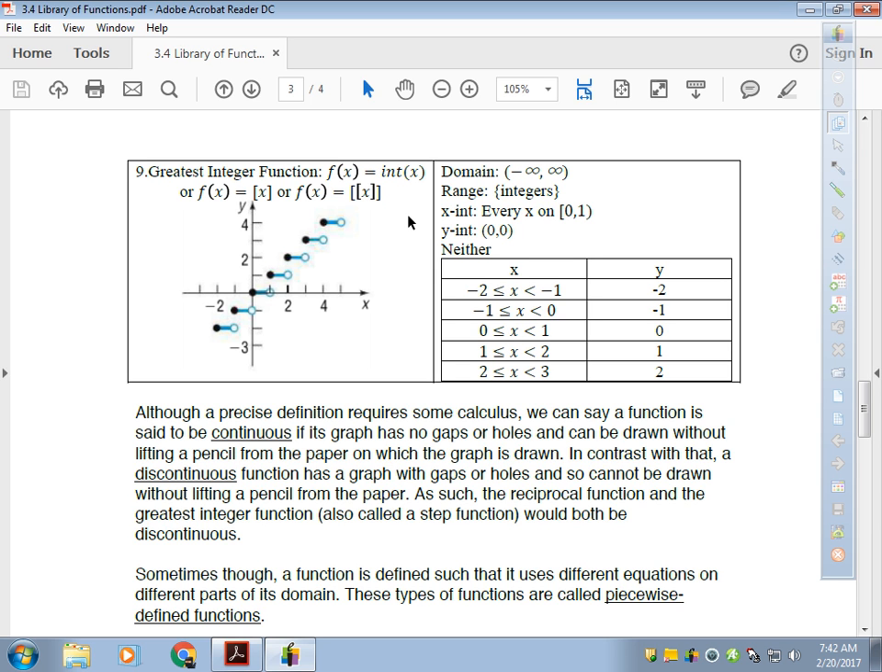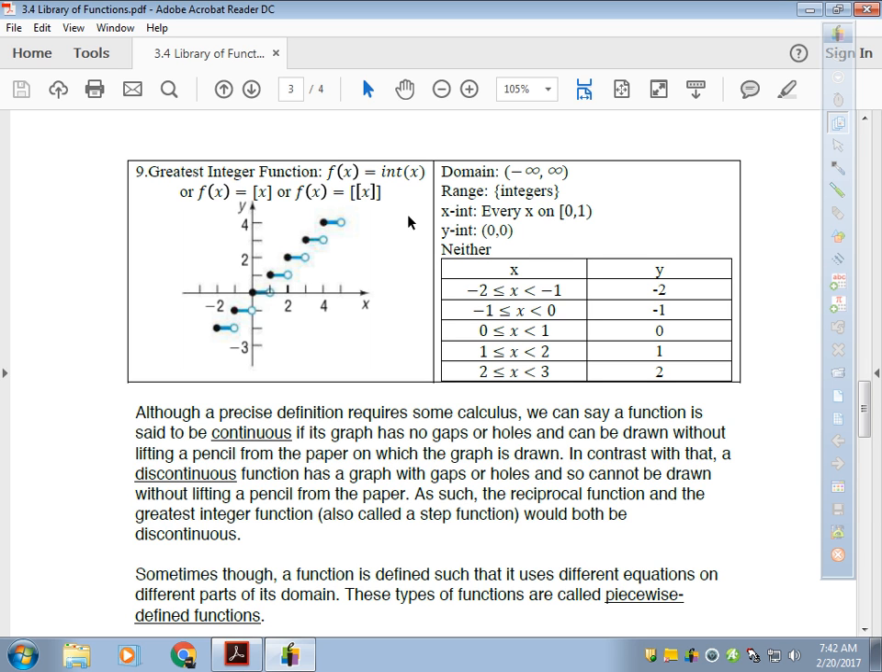Now, the greatest integer function is a function that gives you the greatest integer without going over that number. It's kind of like The Price is Right a little bit. It's the biggest number without going over. Okay. What I mean by that is, if I plug in 1.5 into this function, the biggest whole number that is not greater than 1.5 would be 1. If I did like 2.7, the greatest integer without being above 2.7 is going to be 2. And so the idea is that this function kind of rounds down. It always rounds it down to the next whole number.